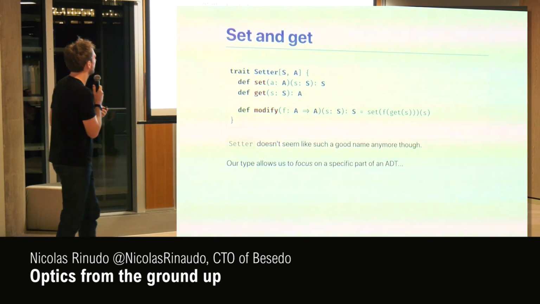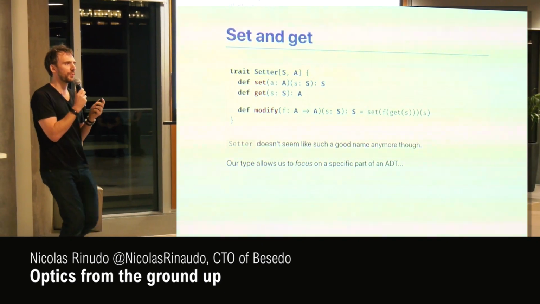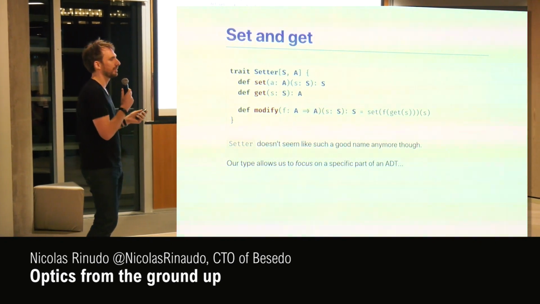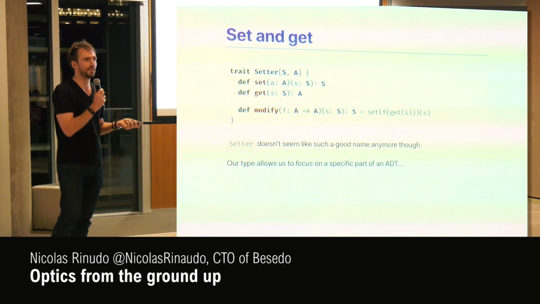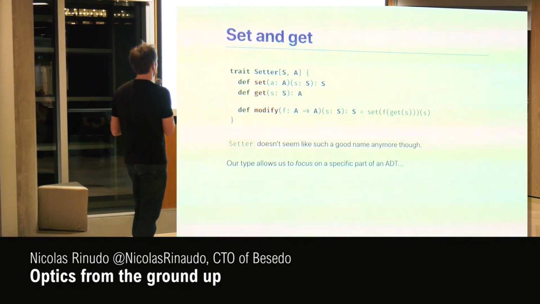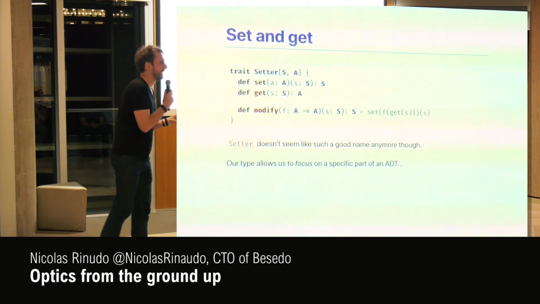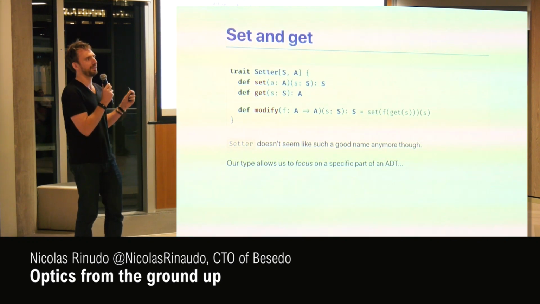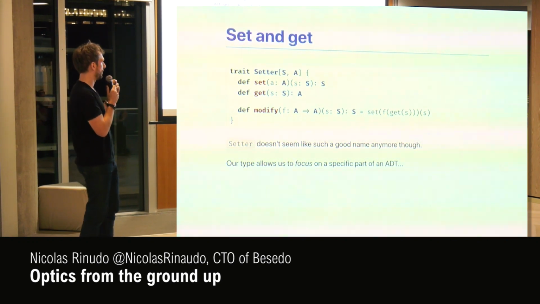And so at this stage, setter doesn't really seem like a great name for our type, because not only does it modify, but it gets. So a setter that has a get is a bit weird. So how do we call that? Well, it's a type that allows us to focus on a specific part of a product type.